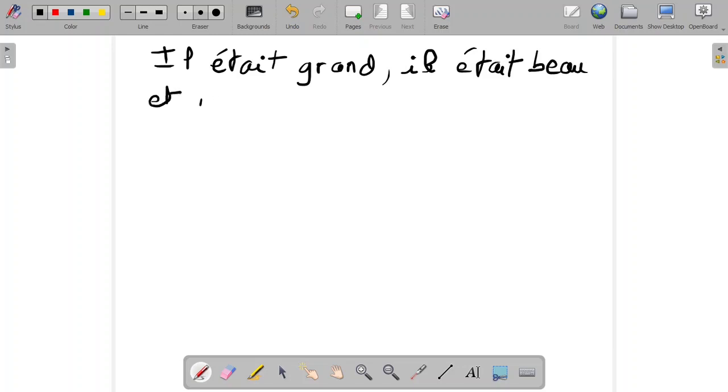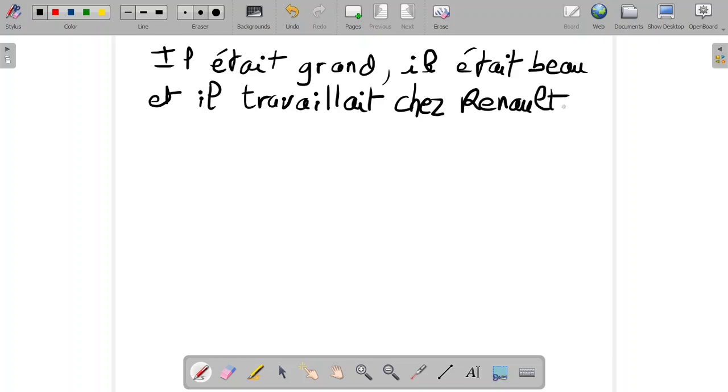et il travaillait chez Renault. So Renault is a French car maker, and it rhymes. You see, beau Renault. So il était grand, il était beau, et il travaillait chez Renault. Blah blah blah. So this is all verbs at the imperfect, the imperfect tense. Était, était, travaillait. So était is from être, être, travailler. So you would find that, for instance, in like a narration in a book.